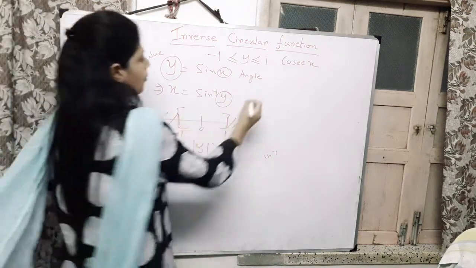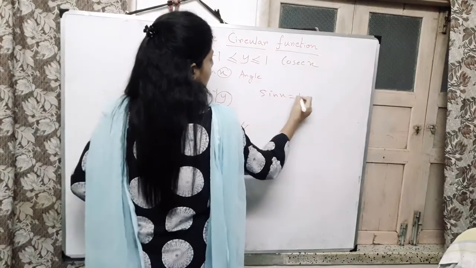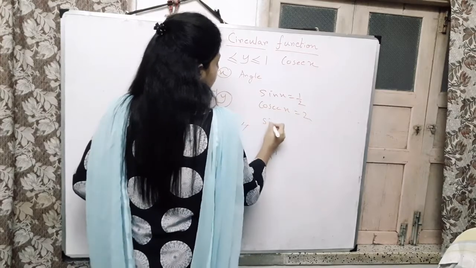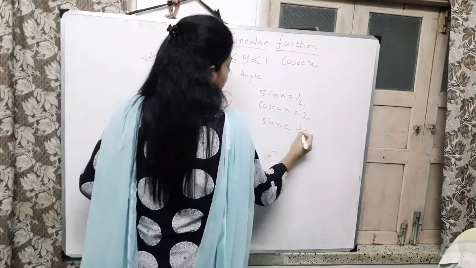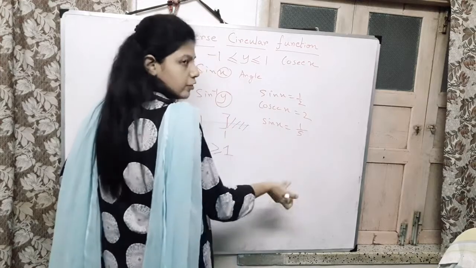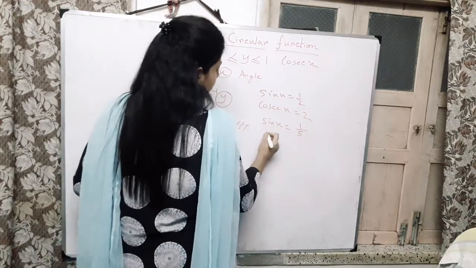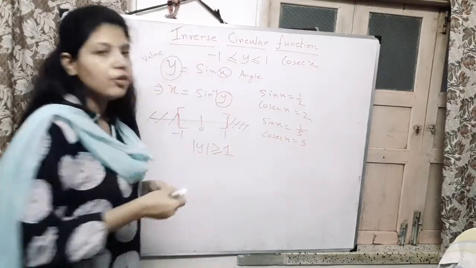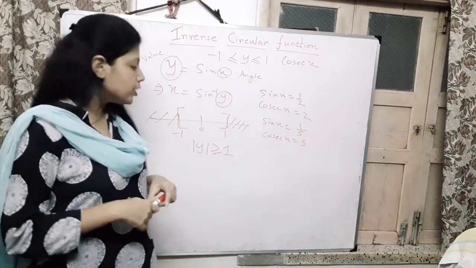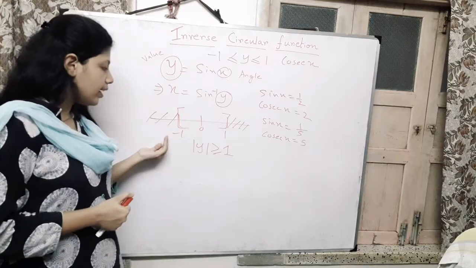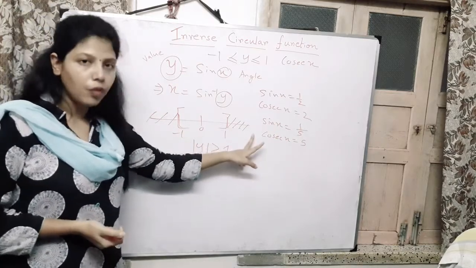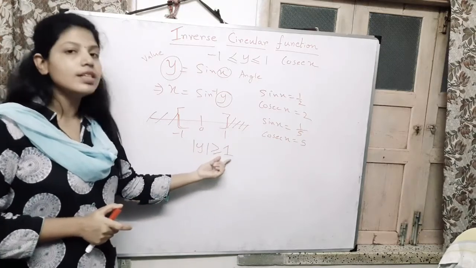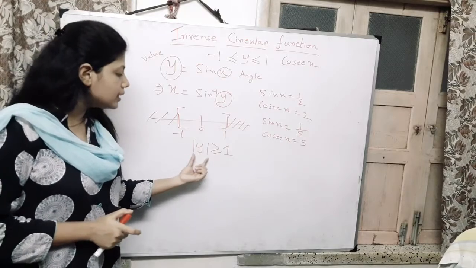Suppose sin x equals half, then cosec x will be 2. If sin x equals 1 by 5 for some x, then cosec will be 5. So whatever value you take of cosec x, it will be either less than minus 1 or greater than 1. That's why I am saying mod y greater than or equal to 1, because the modulus sign is there.